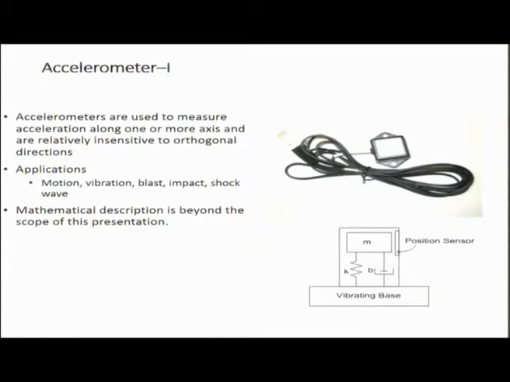Some of the widely utilized capacitive sensors are, for example, accelerometers. These are used to measure acceleration along one or more axes and are relatively insensitive to orthogonal directions. Applications could be in a variety of motion and vibration studies. You could measure motion, vibrations, blast, impact, shock waves, and so on and so forth. And the basic principle is again a vibrating mass with a base which transfers the vibrations from the source to this accelerometer.